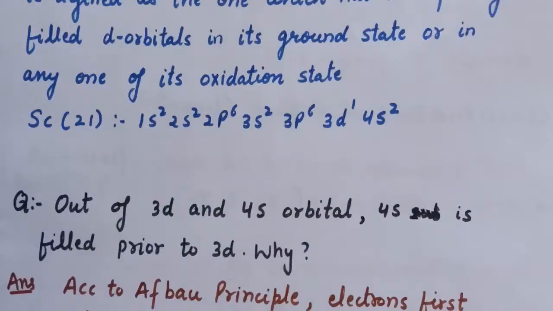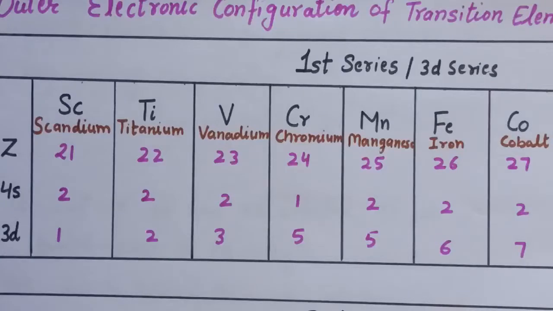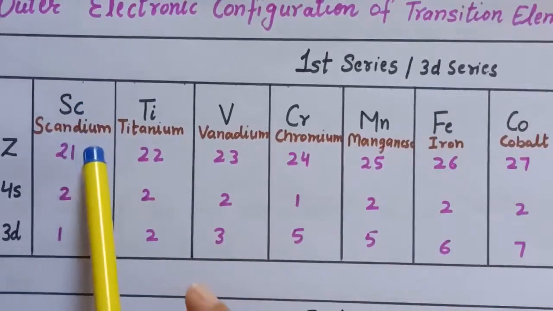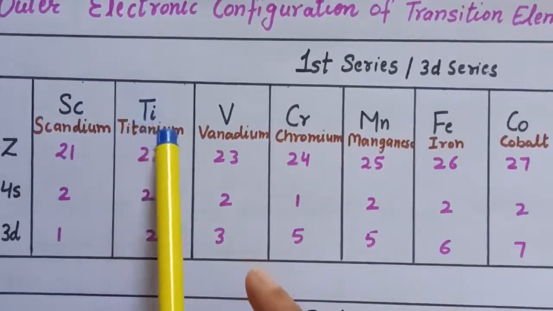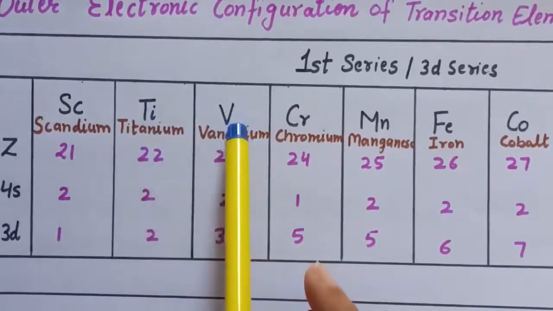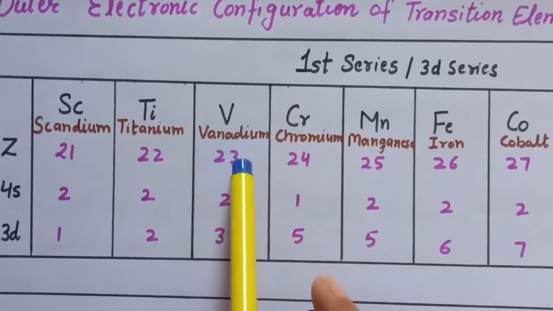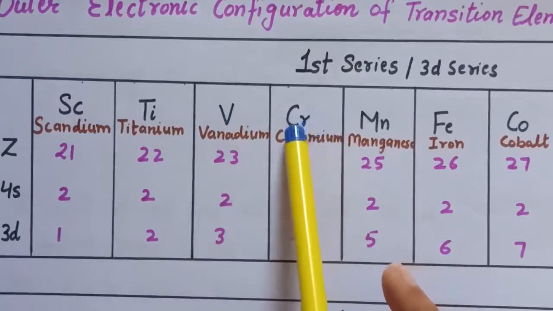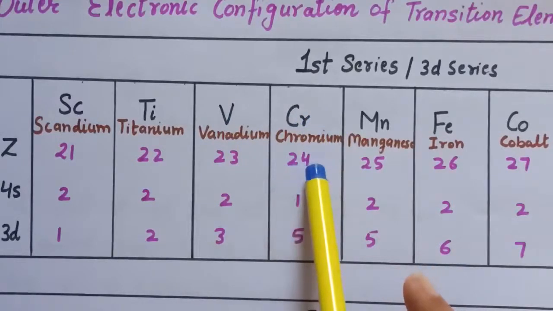Now we will discuss the 3d series in detail, that is all the elements along with their atomic number and electronic configuration. There are 10 elements in the 3d series. First is scandium. The symbol is Sc and the atomic number is 21. Second is titanium, symbol Ti, atomic number 22. Third is vanadium, atomic number 23 and symbol V. Next element is chromium, symbol Cr and atomic number 24.